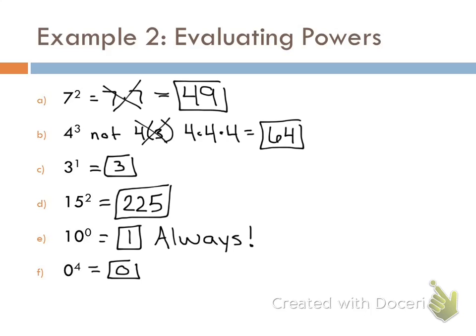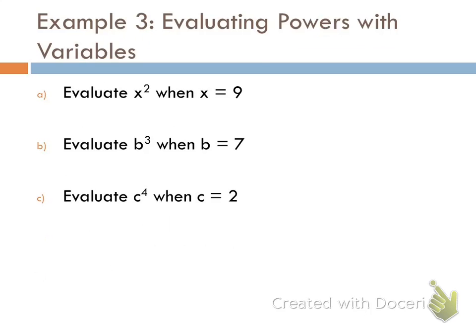All right. So in example 2, we're actually evaluating. We're actually multiplying it out. In example 1, we were just writing the product as a power. There is a difference, and you need to make sure that you pay attention to the directions on your classwork, on your quiz, and on your test.